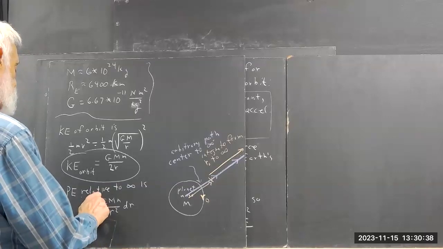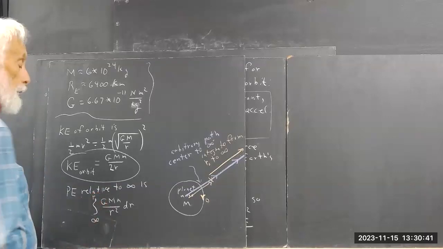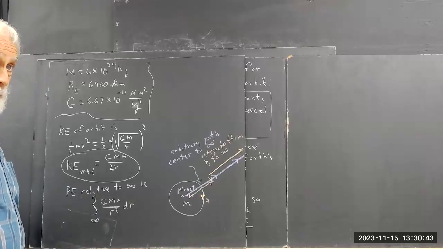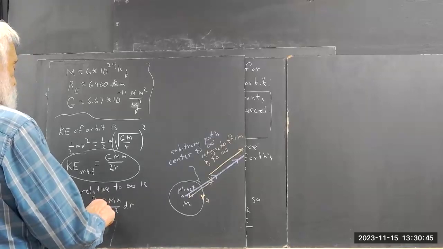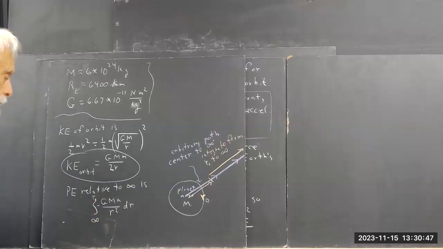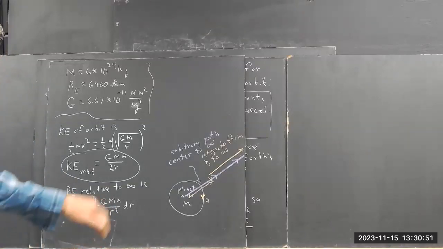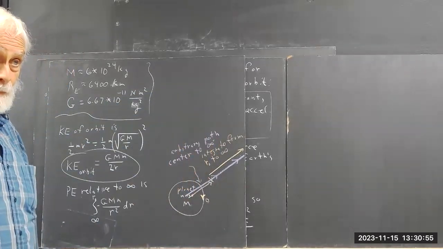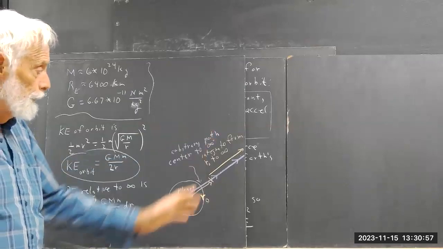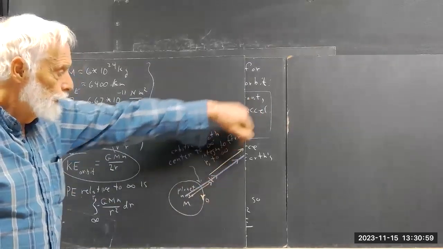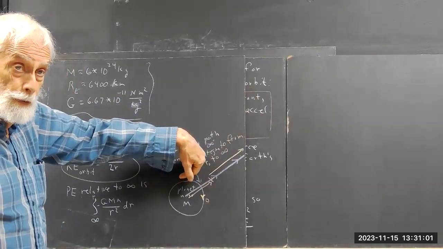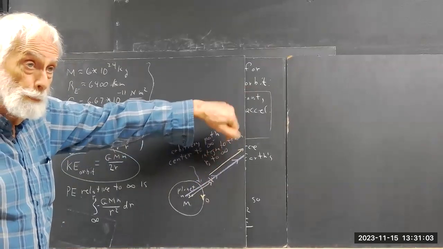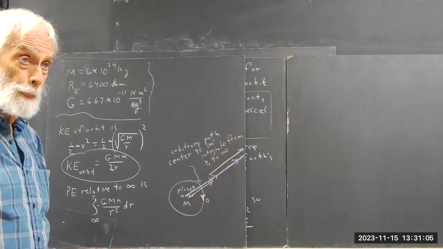I'm going to go from infinity to R naught. And then I put a negative sign here, because gravity is a force of attraction, gravity is pulling in this direction. So according to this, I'm going in the negative direction from infinity to here. And gravity is pulling in the negative direction.